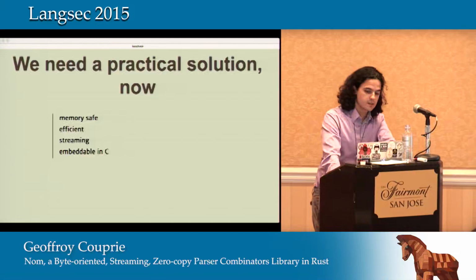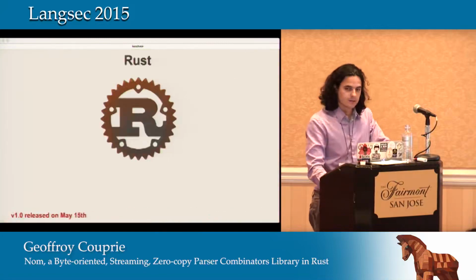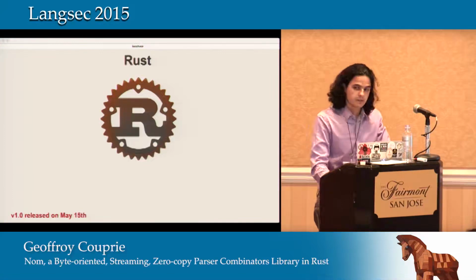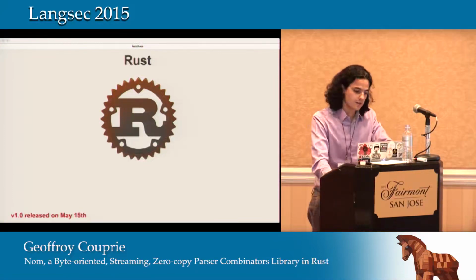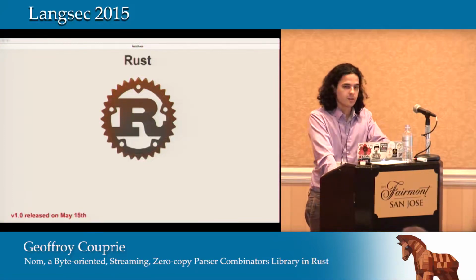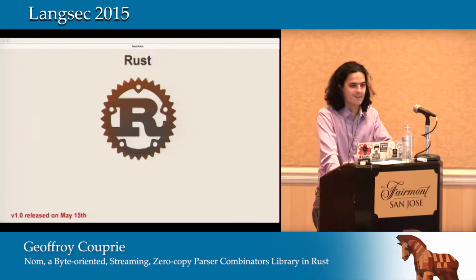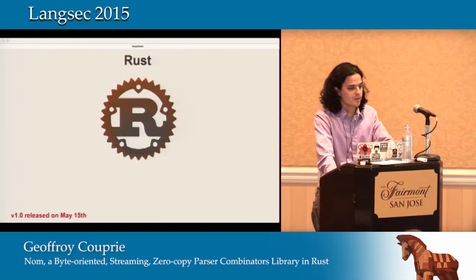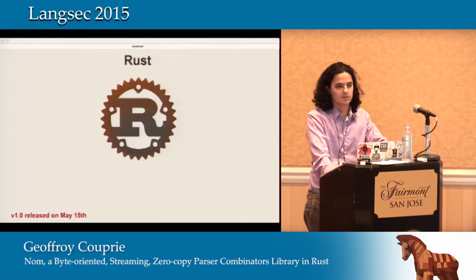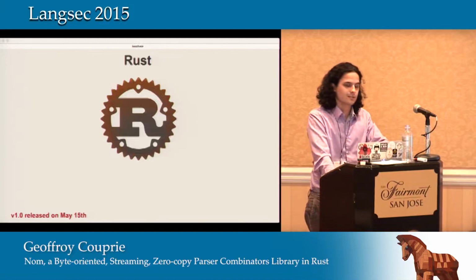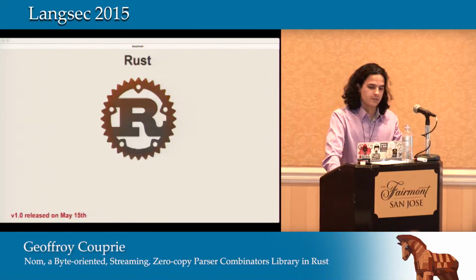So I investigated the Rust language that has been developed by Mozilla. The 1.0 version was released just last week, so hopefully now they will stop breaking the language every 2 weeks. I've been developing Nom since October last year, and every 2 weeks something crashes and you have to start over. But right now, it's very, very stable.